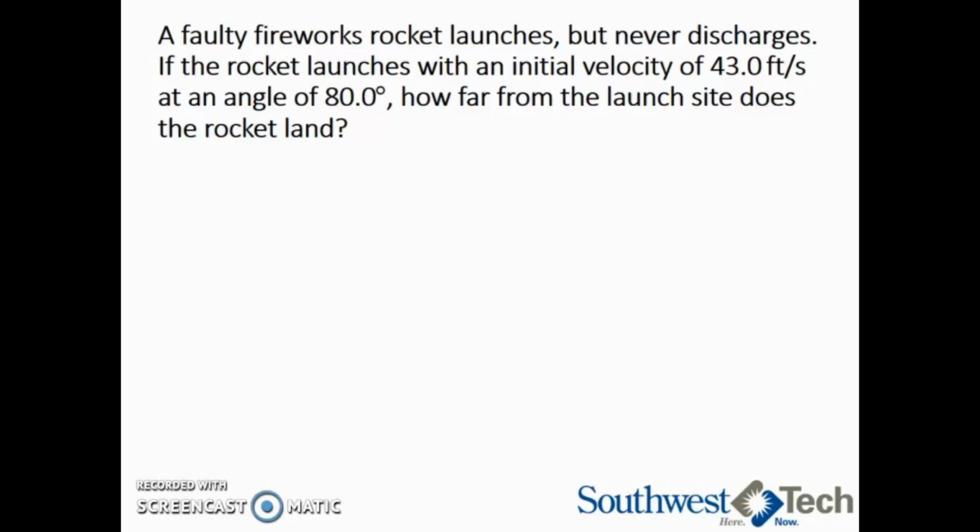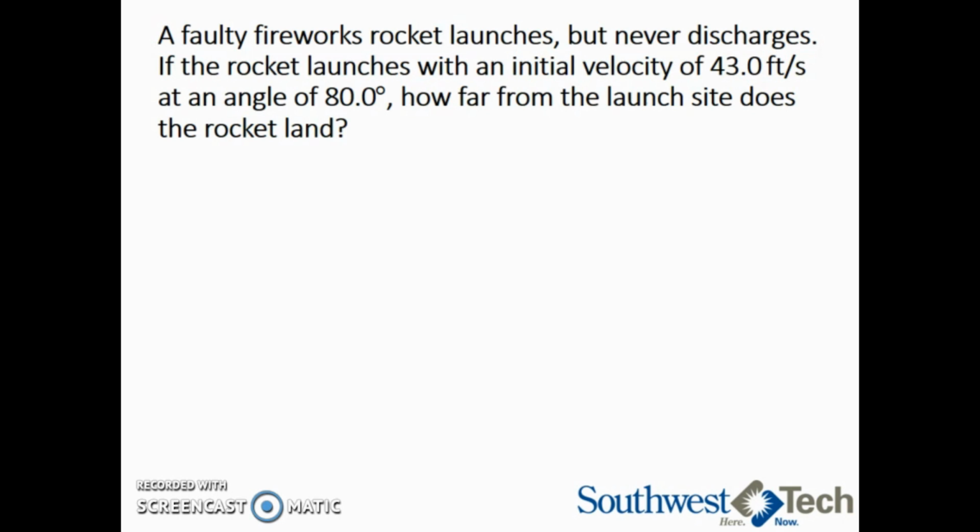This video is going to go through an example of a projectile motion calculation. A faulty fireworks rocket launches but never discharges. If the rocket launches with an initial velocity of 43 feet per second at an angle of 80 degrees, how far from the launch site does the rocket land?